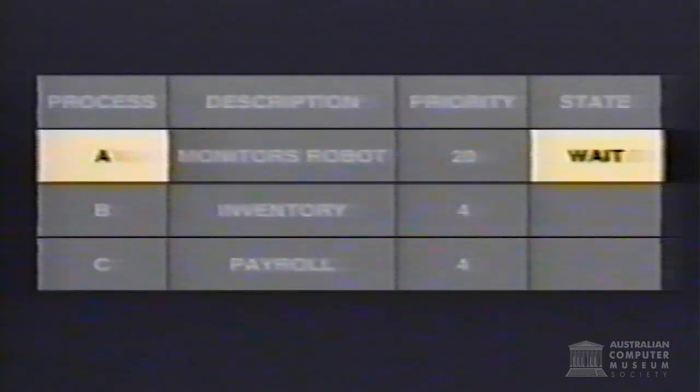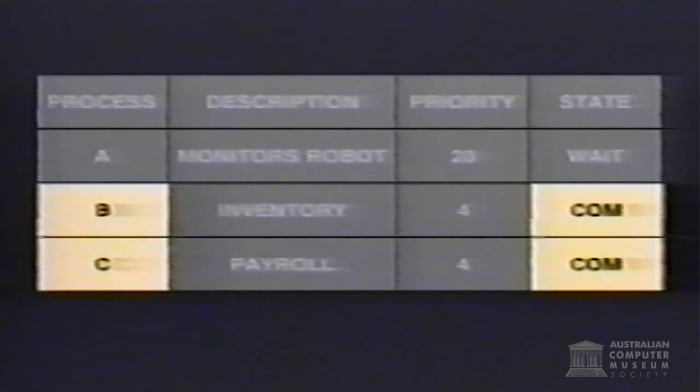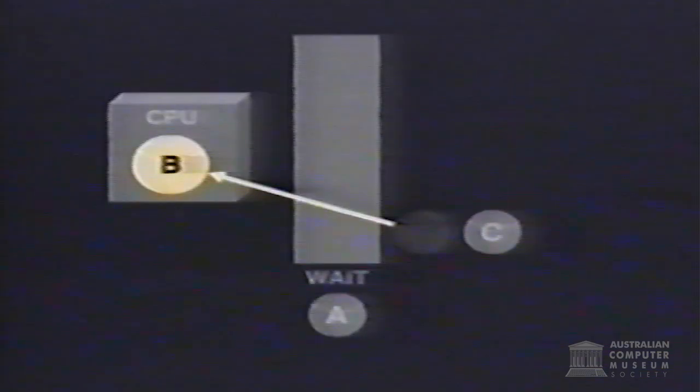Initially, Process A, the process with the highest priority level, is in a wait state, awaiting a wake request to release it from hibernation. Processes B and C are computable. They are ready to take control of the processor. The scheduler awards control of the CPU to Process B because it is the memory-resident computable process with the highest priority. Process B executes, rather than Process C, because it is at the head of the queue.